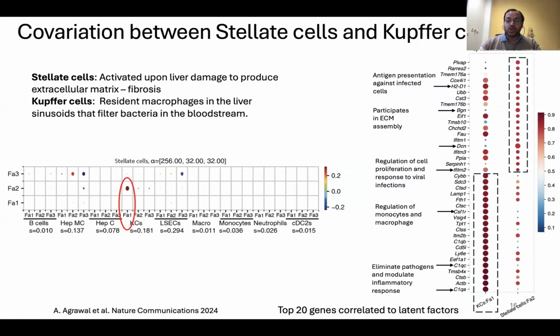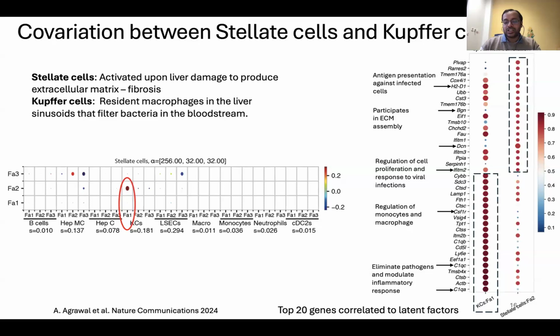And then from the covariation, we asked, okay, what is the gene program that is activated between factor 2 of stellate cell and factor 1, which we found significant. And then we looked at which genes are activated. From the genes, we understood that some immune related genes are active in the Kupffer cell, and in the stellate cell most ECM related genes are activated.